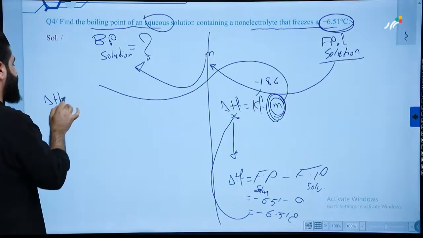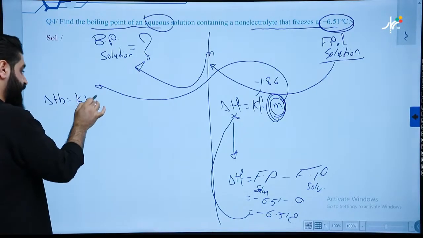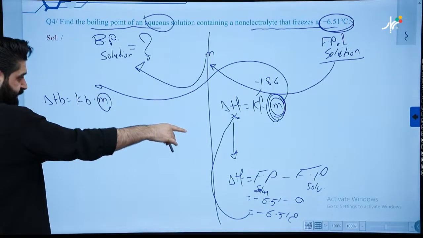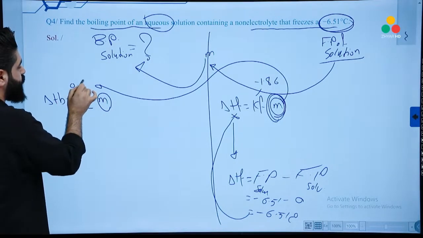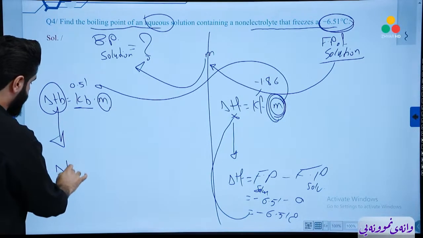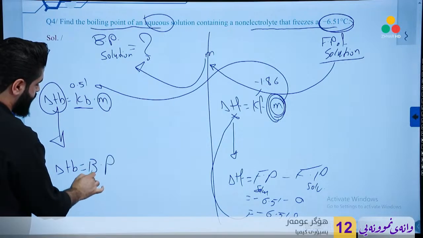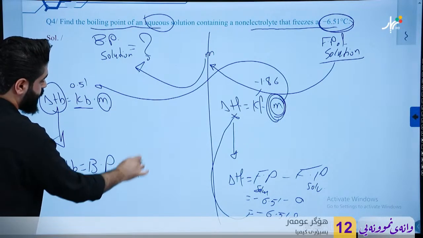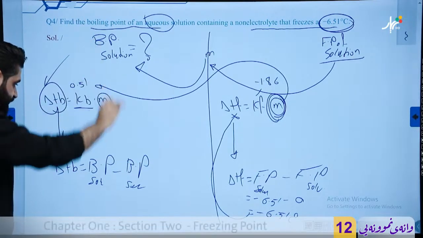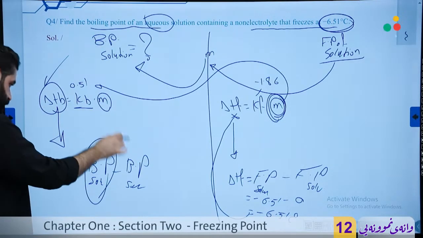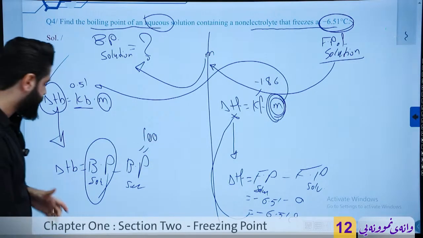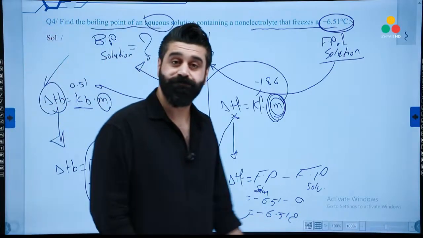Calculate delta TB. Delta TB equals KB times molality. Substitute molality here. KB is 0.51. Calculate delta TB, then bring delta TB to here. Delta TB equals boiling point of solution minus boiling point of solvent. Delta TB has been calculated here. Boiling point of solution is the unknown. Boiling point of solvent, as I said, water is used, so this is 100 Celsius degree. You're going to get this answer very easily.